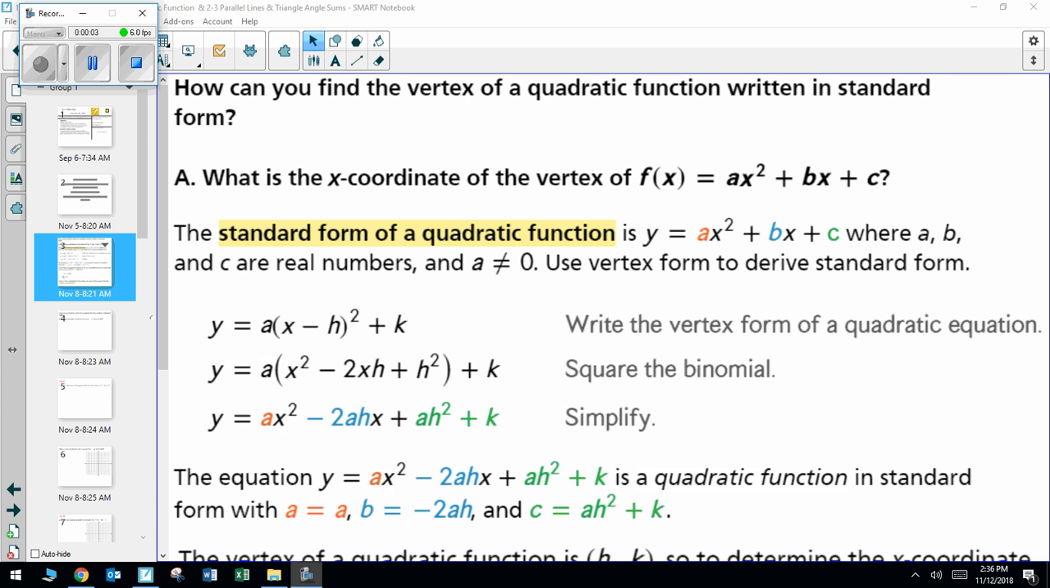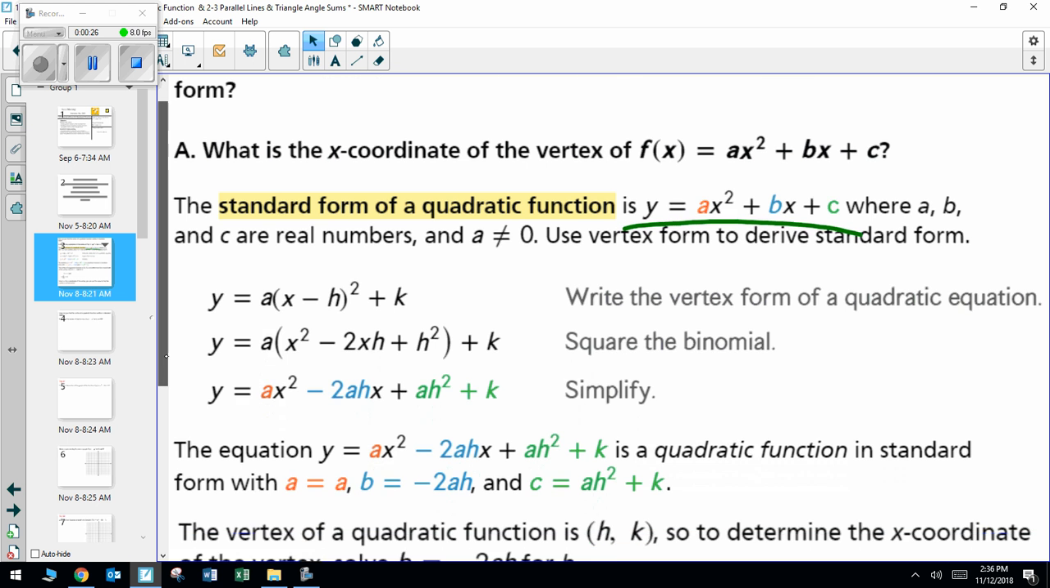Today we're going to be talking about finding the vertex of a quadratic function if it's written in standard form. So yesterday we were talking about vertex form. It's pretty simple because it was basically given to us as the problem was written. But now the problem is going to be given to us in standard form, which again means that it's in the form ax squared plus bx plus c.